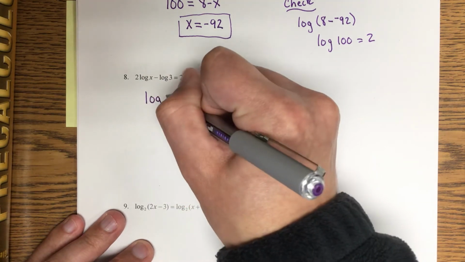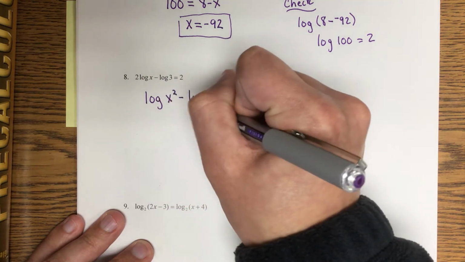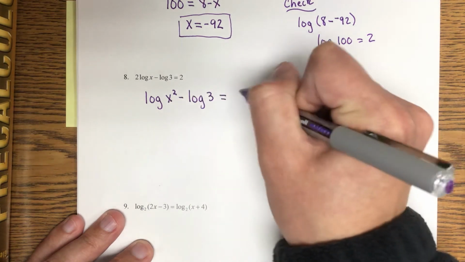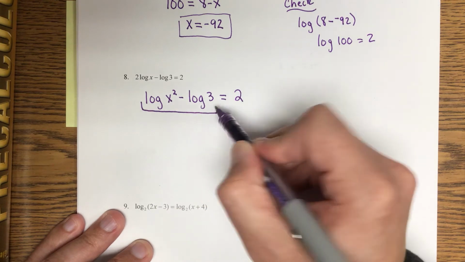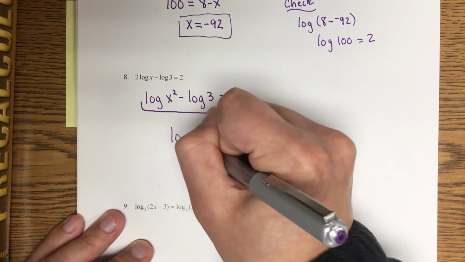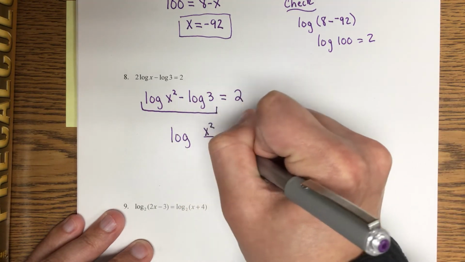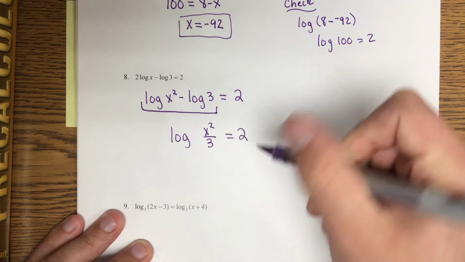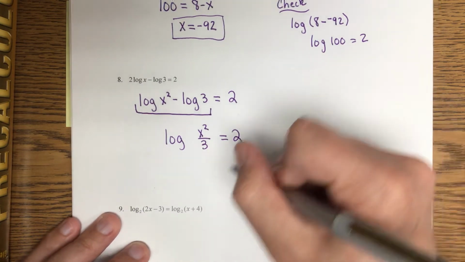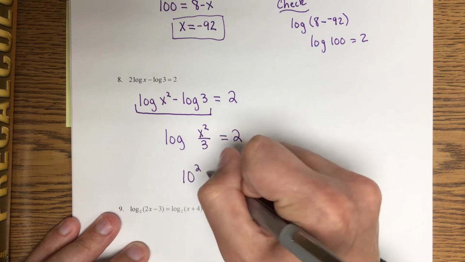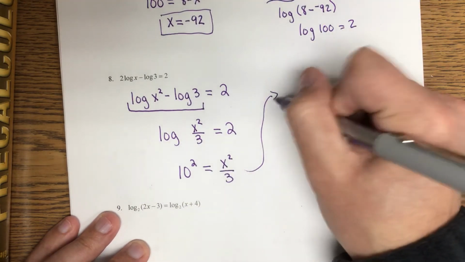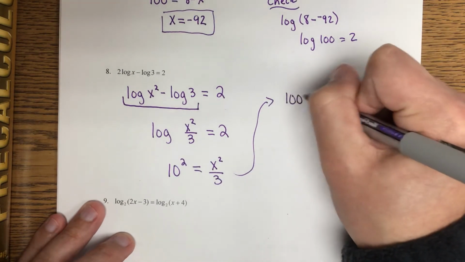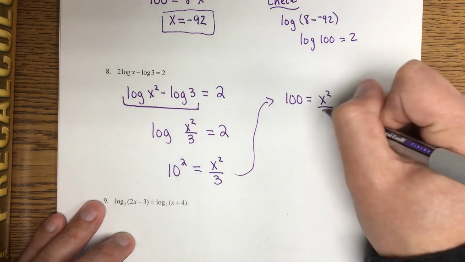So technically this is the log of x squared minus the log of 3 equals 2. And I can't really convert until I get a single log here. So then this would be the log of x squared divided by 3 equals 2. So then the base we know is 10. The power is 2. And so I'm just going to solve this. 100 equals x squared over 3.